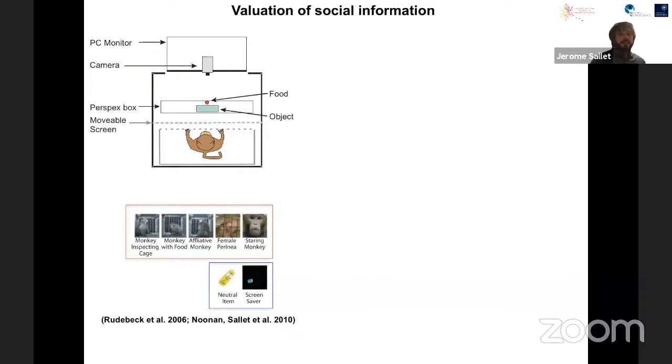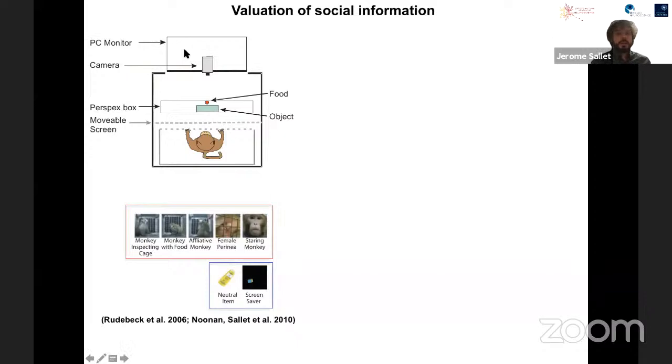We first use this task that has been developed by Pete Rudebeck and Matthew Brushworth. So it's a very simple task. The monkey is in a transport box. In front of him, there is a transparent perspex box on top of which you placed a food item. And in the box, you place an object, that could be a neutral object, or you can display a video.